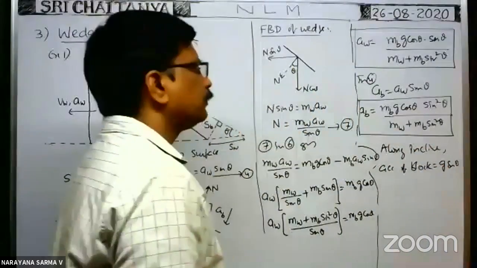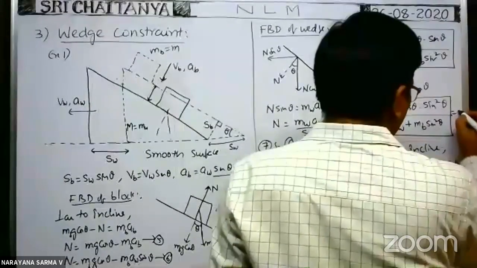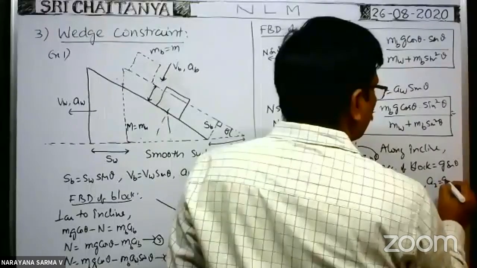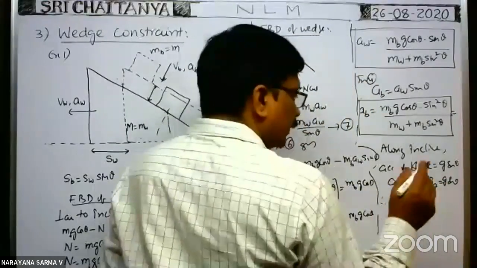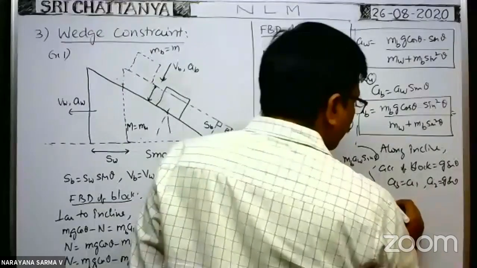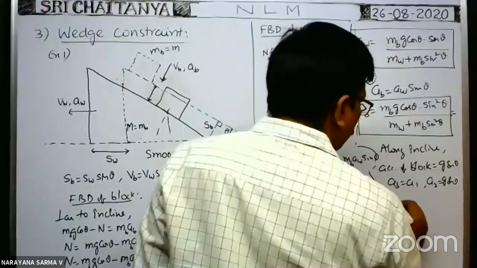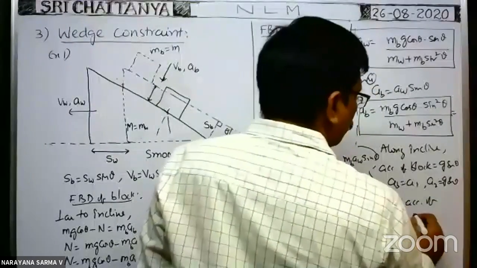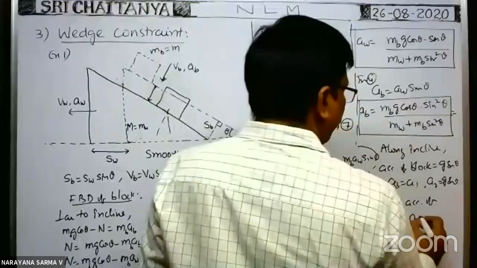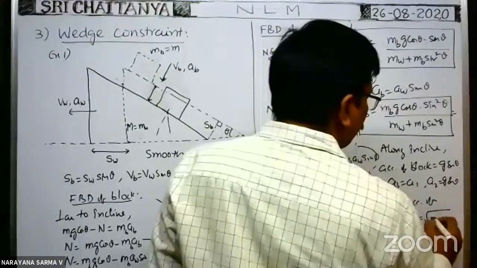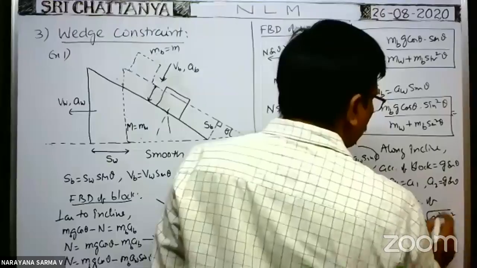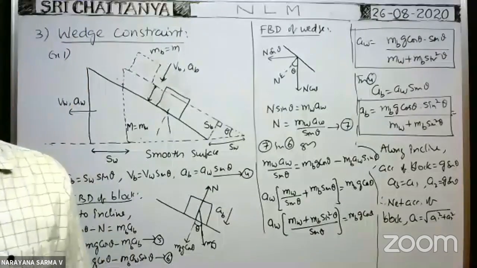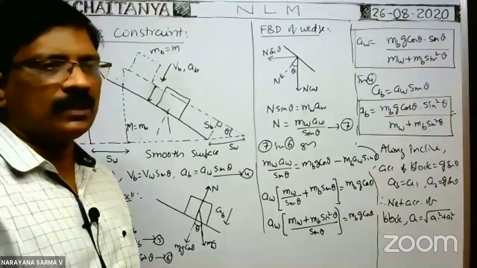So in that way we can find this: say a1 is equal to ab, and a2 is equal to g sin theta. Therefore, from the ground frame, when you observe the situation, the net acceleration of the block A is equal to the square root of a1 squared plus a2 squared. In this way, we can find the acceleration of the block.